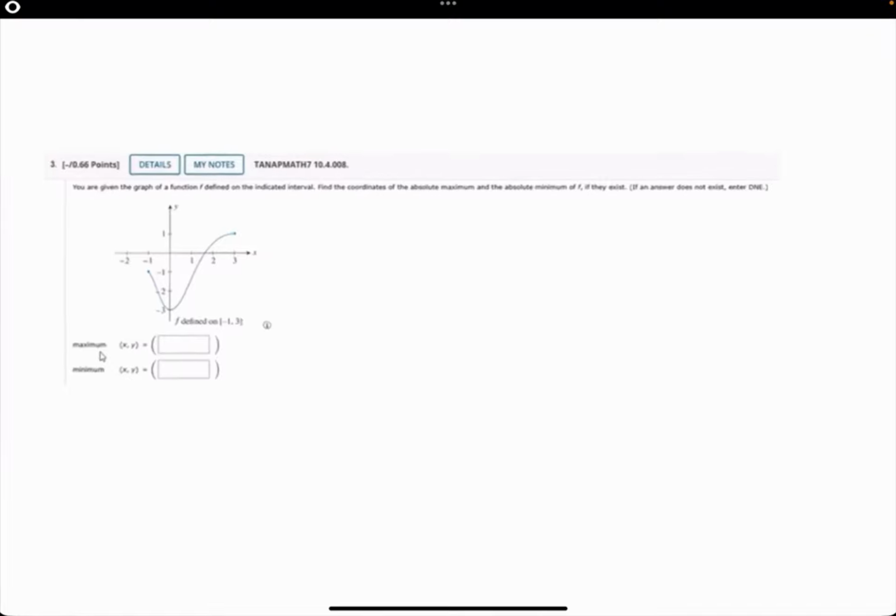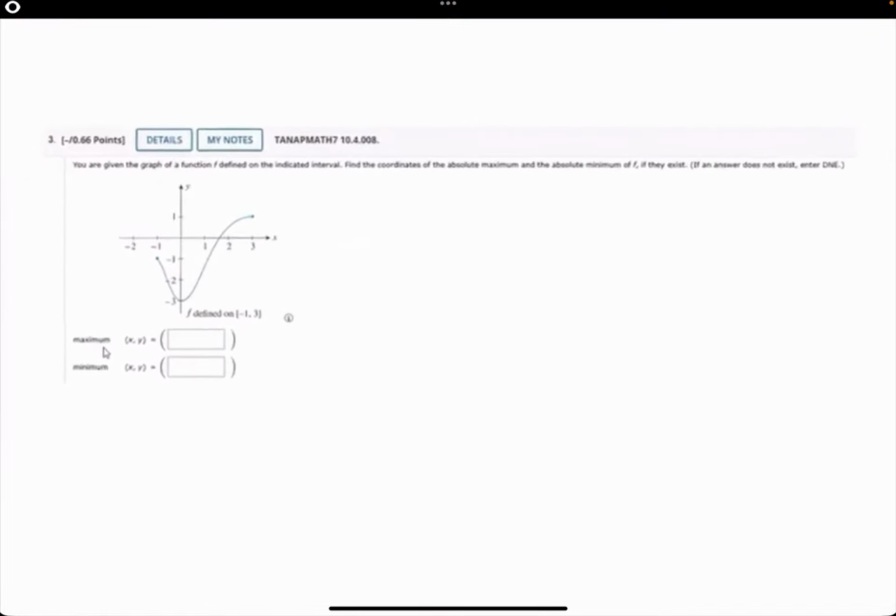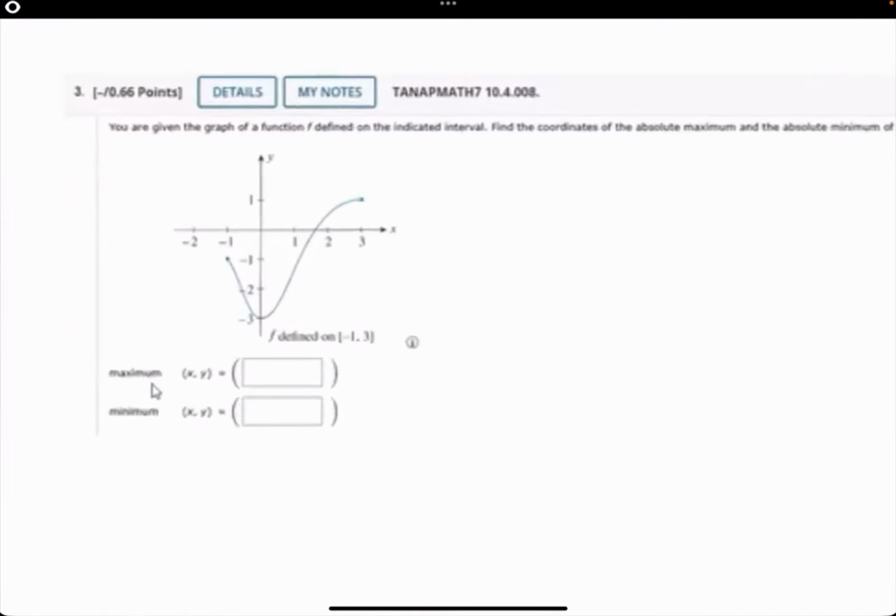Number 3. Once again, absolute maximum. Looking here, if it clears up, that's good. All right. Absolute max will be the absolute highest point, and notice it is at an endpoint, and that is okay. So that's 3, 1. That's the absolute highest point.